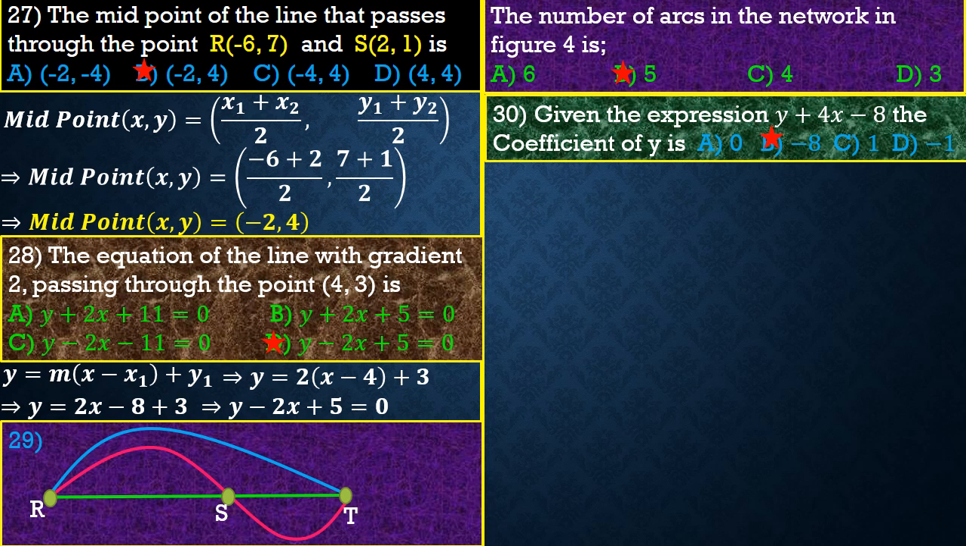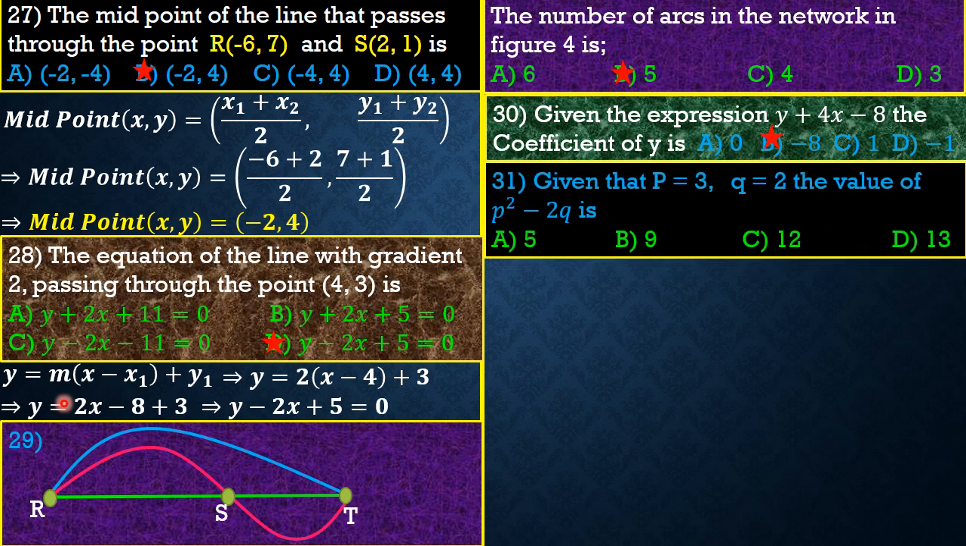Okay. So guys, option C. Now, guys, question 31 reads that given that P is equal to 3 and Q is equal to 2, the value of P squared minus 2Q is. Guys, this question is direct. Let's substitute all the values of P and Q. We have P squared minus 2Q becomes 3 squared minus 2 into 2. Simplifying that, guys, gives us an answer of 5. Option A is the best option.